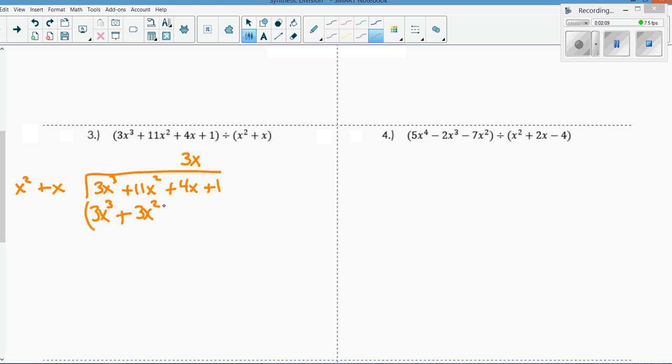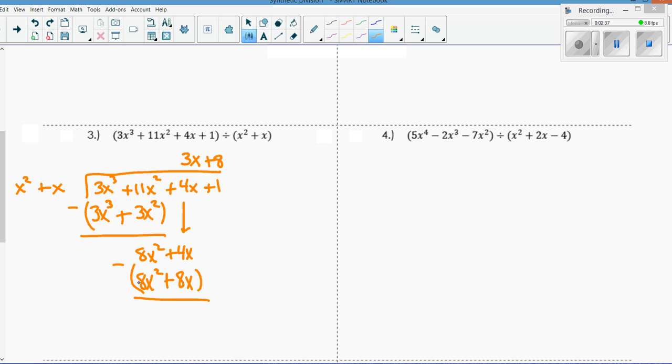Remember, I want to take this whole thing and I want to subtract. Make sure to throw it in parentheses. My first terms cancel, so that's good. 11x squared minus 3x squared is 8x squared. I bring down my positive 4x. And then in order to get an 8x squared, I just need to have an 8 here, which gives me 8x squared plus 8x. Show that I'm subtracting this whole thing.